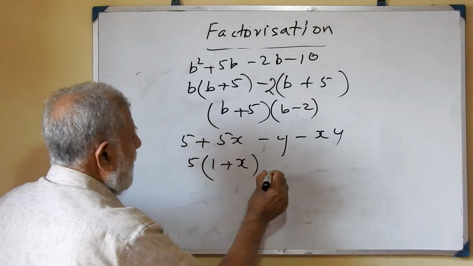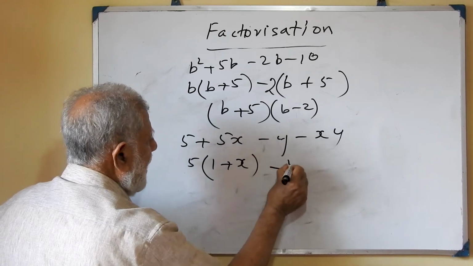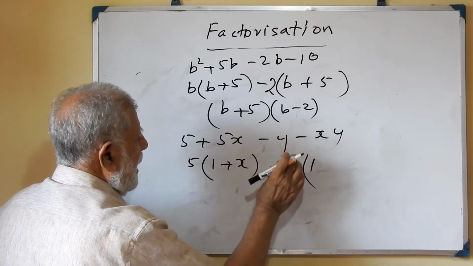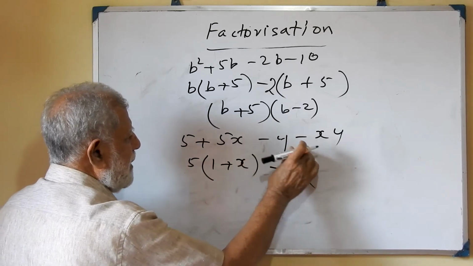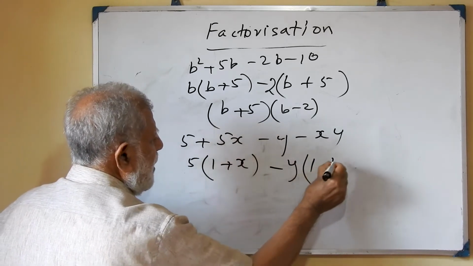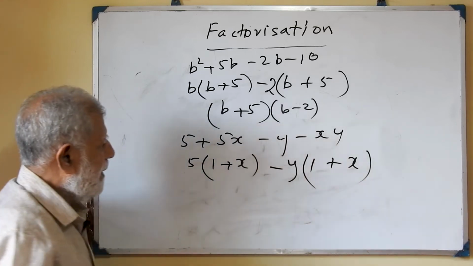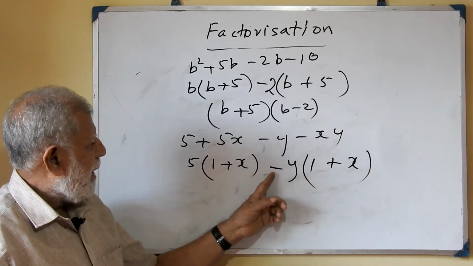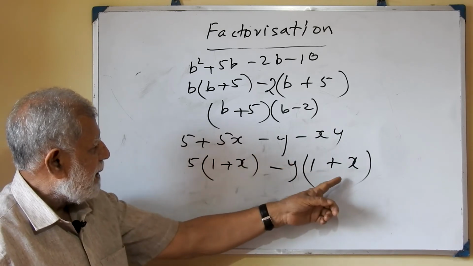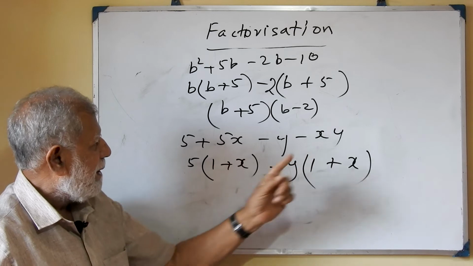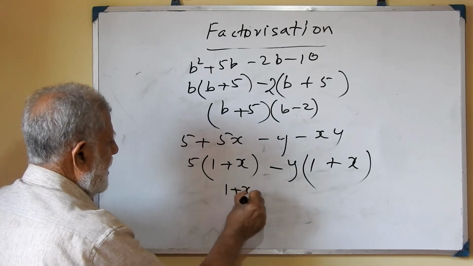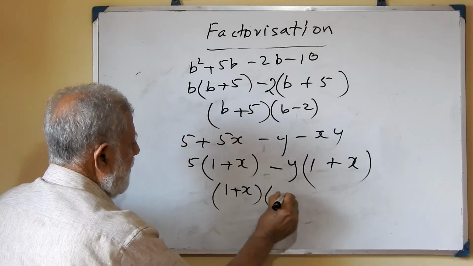So here, y is remaining, this minus and y. Again when you take out y, there is 1 remaining there. So when there is a minus outside, the inside sign changes and becomes plus. So y taken out, x is remaining there. When you remove the bracket, you will say minus y into 1, minus y, minus y into plus x, minus xy. So 1 plus x is common. Take out 1 plus x, remaining is 5 minus y.